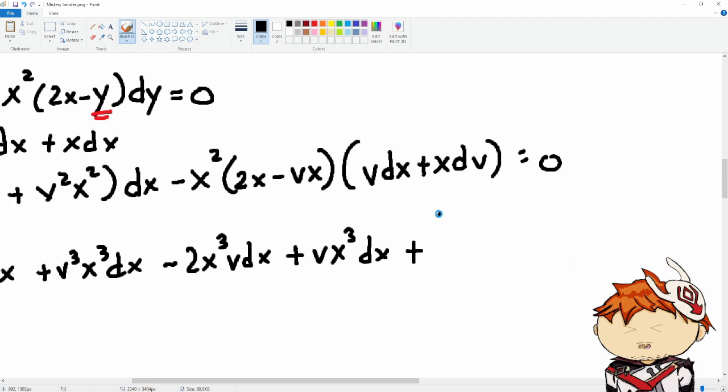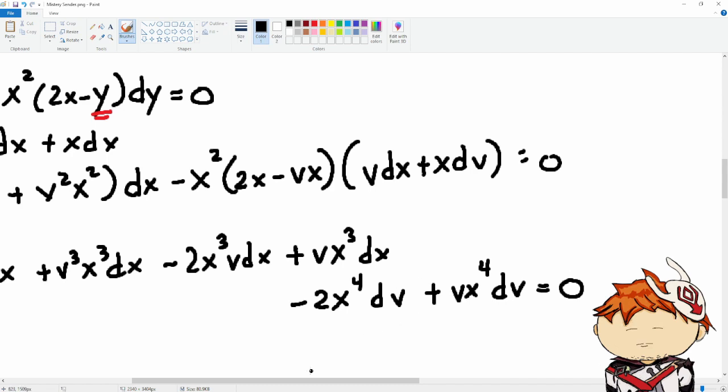Plus, let's do the x dv. Negative 2x to the 4th dv plus v x to the 4th dv is equal to 0.